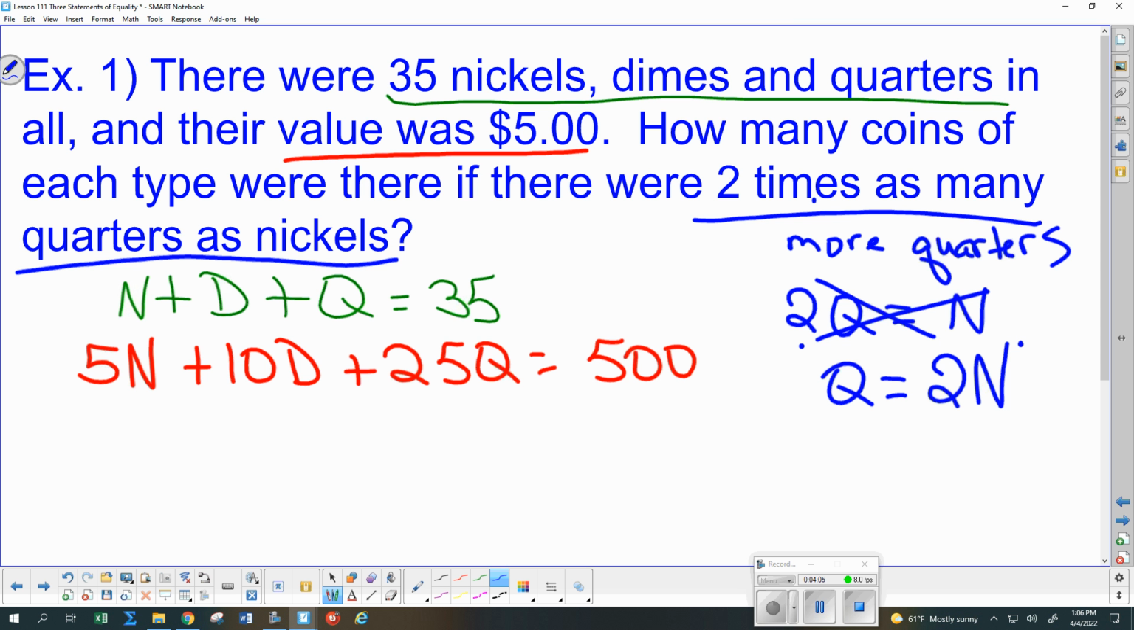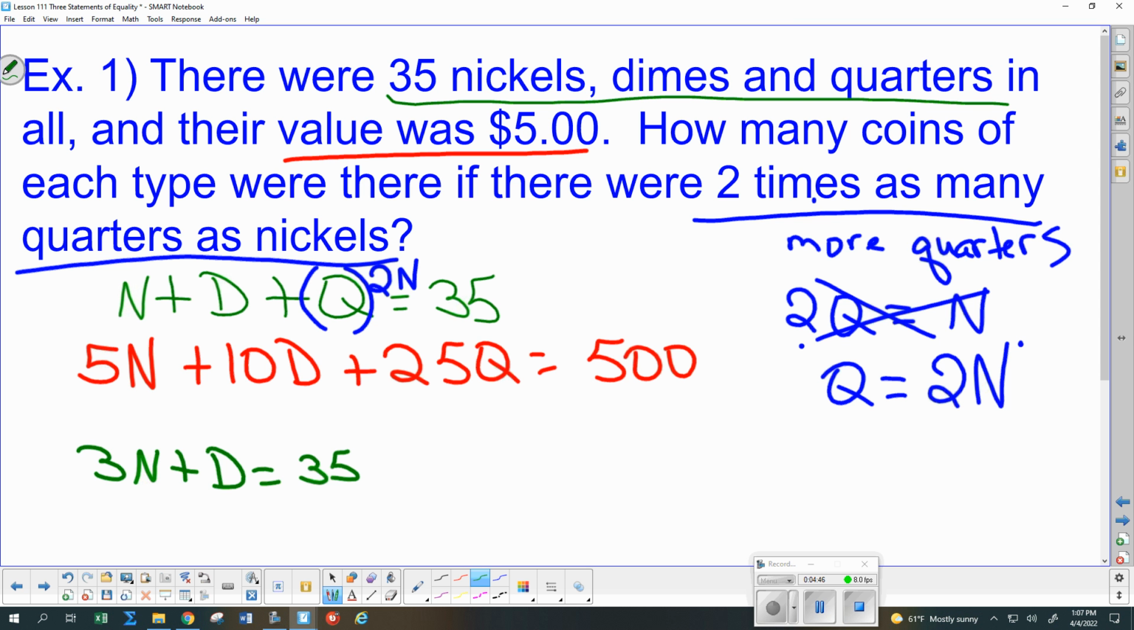So now we have three equations, three variables. And Elias, what do you want us to do next to try to solve this? So we could change both of the Q's to a 2n, right? Which means the first equation would become n plus d plus 2n, so 3n plus d is 35. Hopefully I got that right in there. Does that look right to you guys?